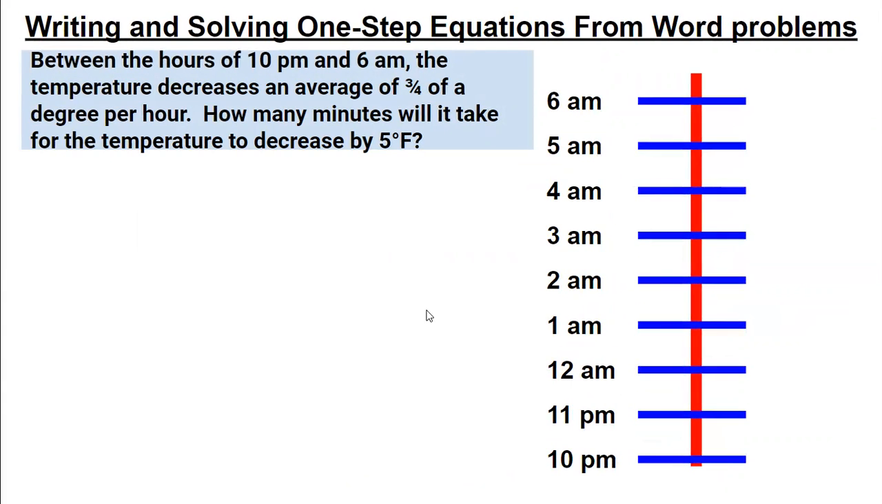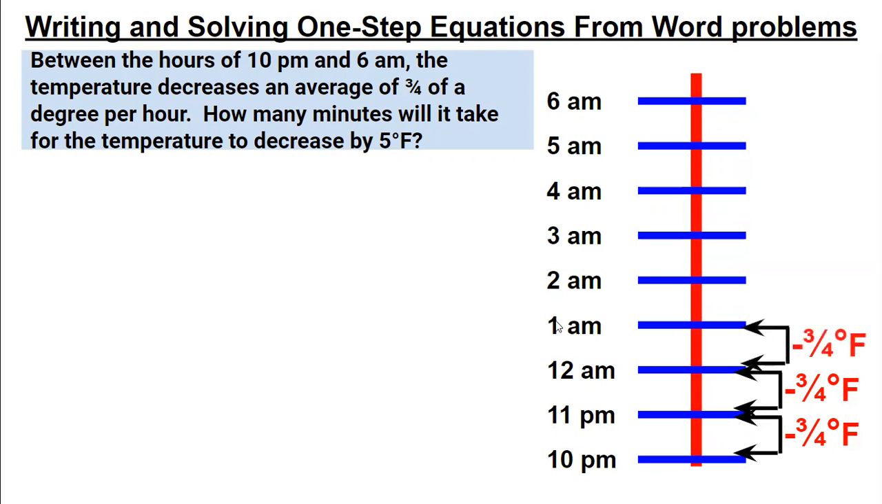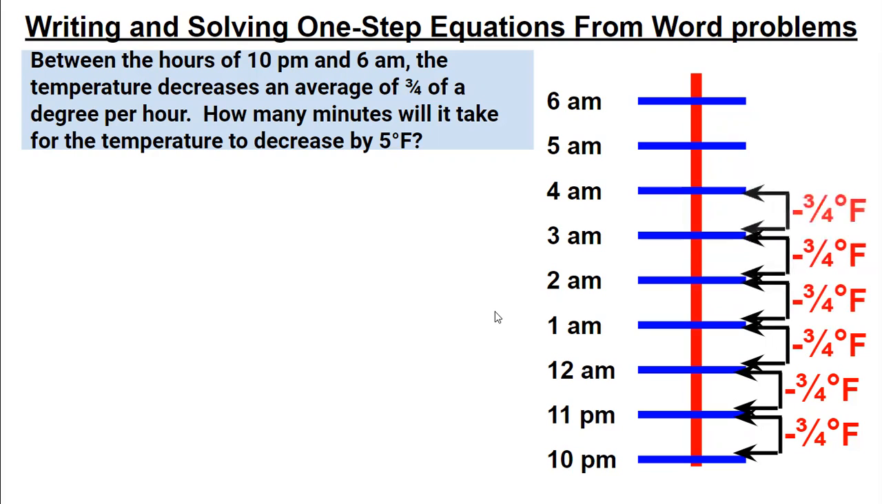Okay, let's look at the temperature. From the hours of 10 p.m. to 6 a.m., the temperature decreases an average of 3/4 of a degree. So if between 10 and 11, it goes down -3/4. 11 to 12, -3/4, 12 to 1, -3/4, all the way up to 6 a.m.